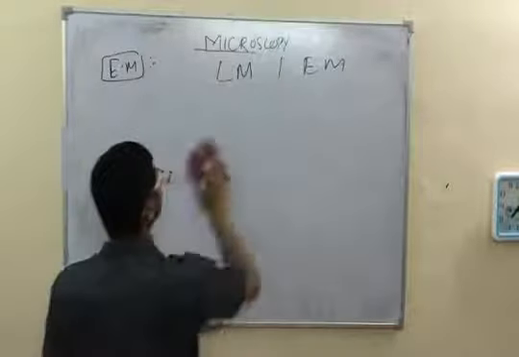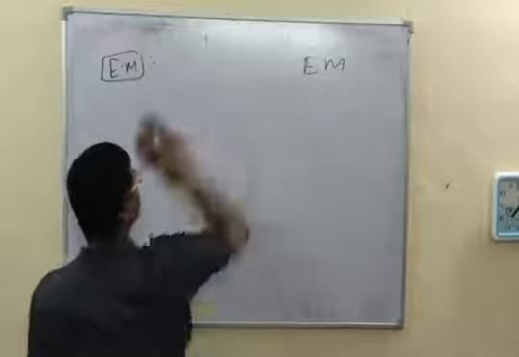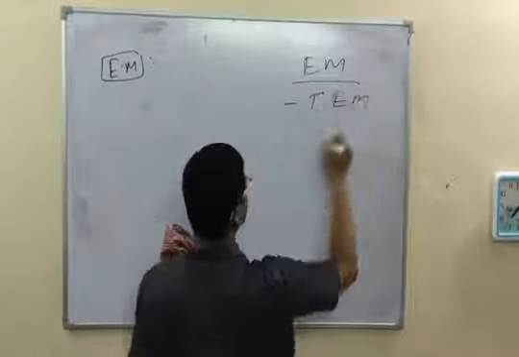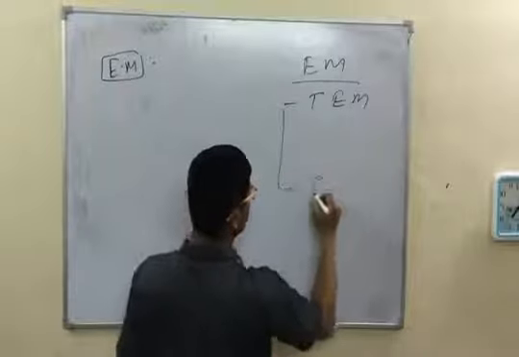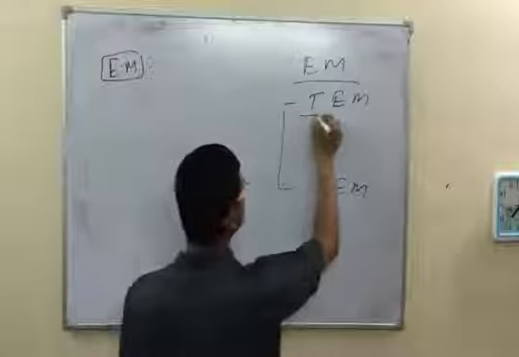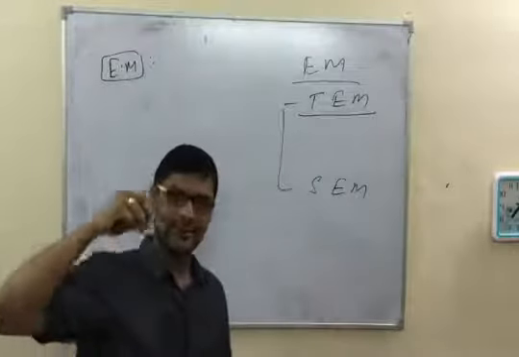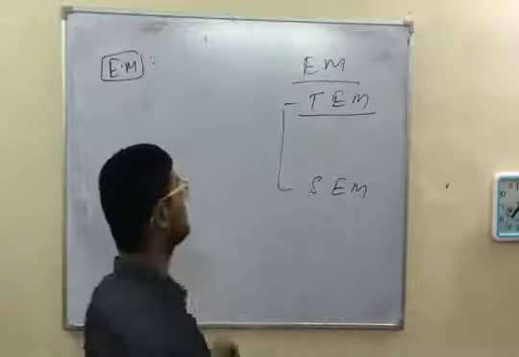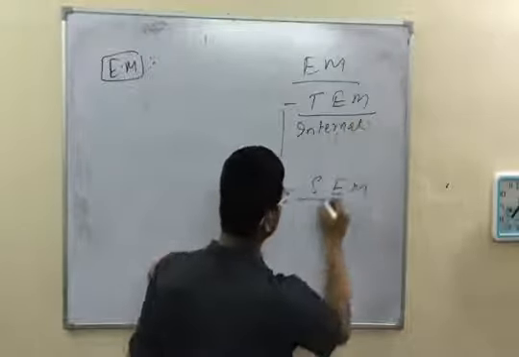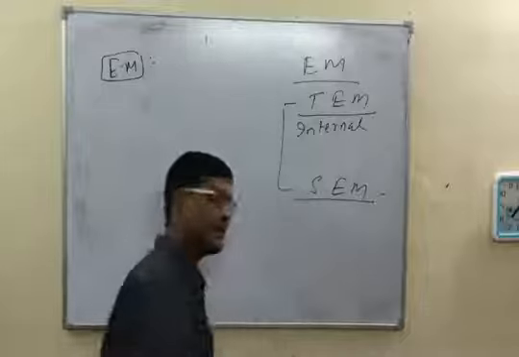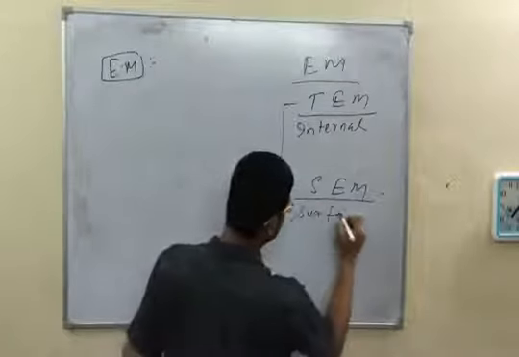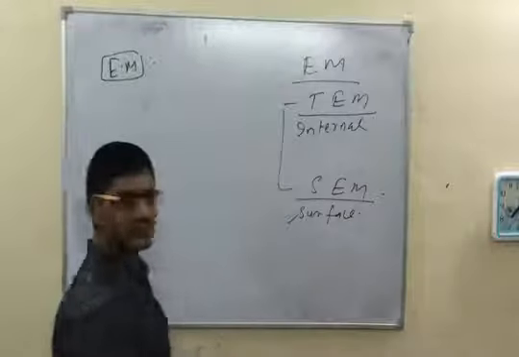Electron microscope is of two types: transmission electron microscope and scanning electron microscope. In transmission electron microscope, the beam is transmitted into the object. So here internal structures are visualized. But a scanning electron microscope usually scans the surface. Hence the surface is visualized.